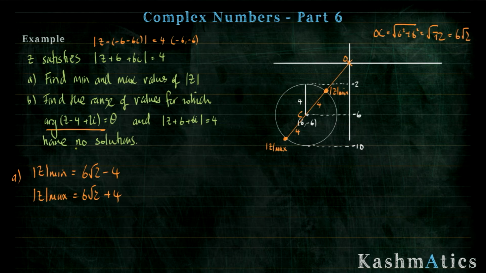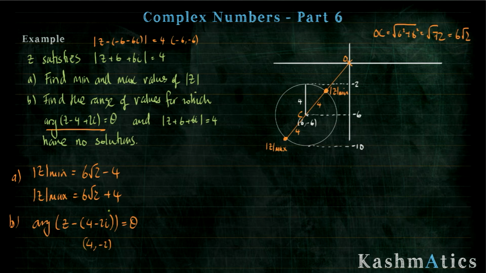Now this second question is a little bit trickier. I've underlined the important information over here. I'm just going to write that down here. I'm going to write it slightly differently. I'm going to write it as the argument of Z take away 4 minus 2i equals theta. Okay, which means the important point on my diagram is 4 minus 2.